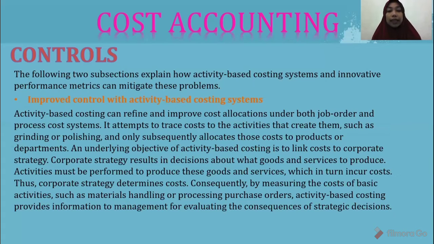Corporate strategy results in decisions about what goods and services to produce. Activities must be performed to produce these goods and services, which in turn incur costs. Thus, corporate strategy determines cost. Consequently, by measuring the cost of basic activities such as material handling or processing purchase orders, activity-based costing provides information to management for evaluating the consequences of strategic decisions.